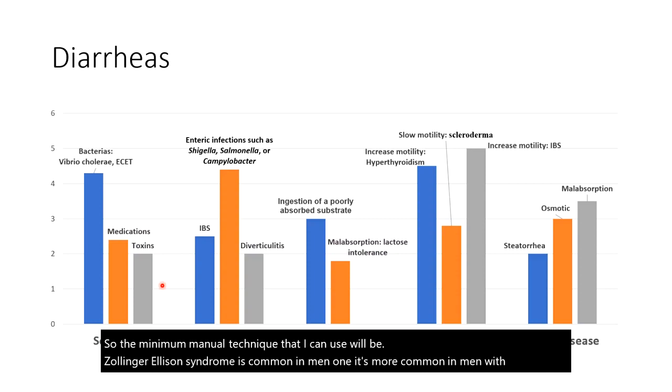Osmotic diarrhea usually occurs when we have in the lumen a substrate that will attract a lot of water, but it cannot be absorbed. Okay? Remember, diarrhea is a disequilibrium between absorption and excretion. So we are not absorbing and we are excreting a lot of water.